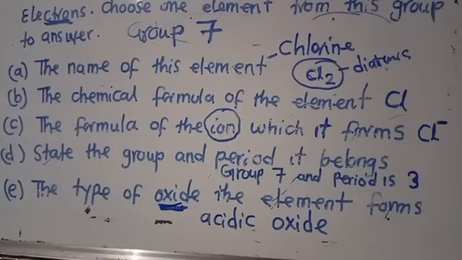I've told you that when nonmetals combine with oxygen, they form acidic oxides. So they form what? Acidic oxide. Sulfur reacts with oxygen to give sulfur dioxide. That is an acidic oxide. Have you seen? So nonmetals combine with oxygen to form acidic oxides.